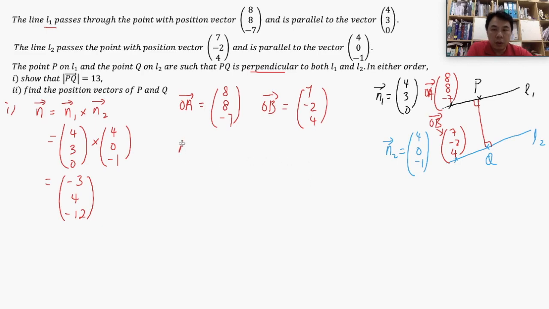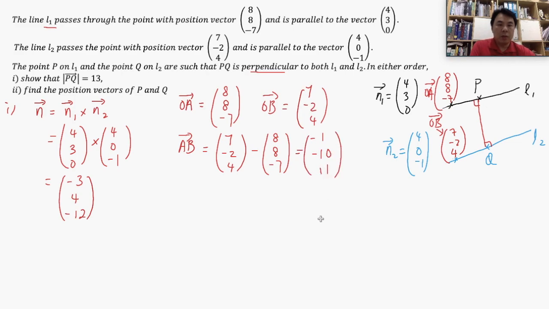Now, therefore, the position vector AB will be given as 7, -2, 4, subtract off with this, and then what we have here is -1, -10, and then 11. Right, now that will be our position vector AB in this case. Okay, and so now we have position vector AB. We have the directional vector, right?